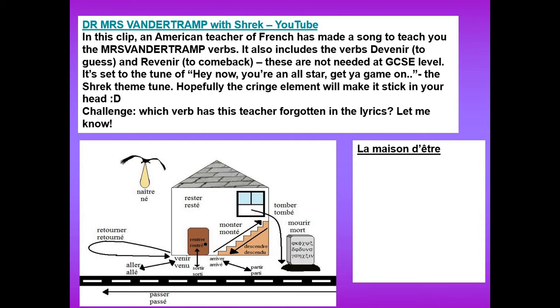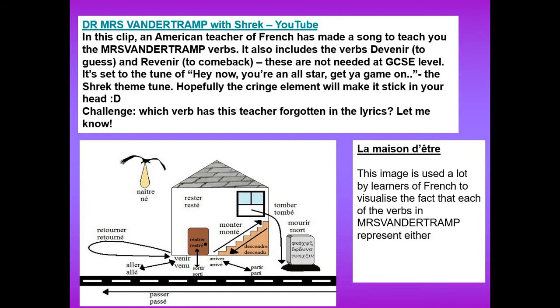Clearly been knocked together in Paint, but this image is used a lot by learners of French to visualise the fact that each of the verbs in Mrs Vandertramp, they either represent movement or change of state. For example, to be born, to die, in some way. So as you can see, look, change of state, to be born, change of state, to die, movement, going up, going down, movement or not, staying, returning, going, etc.